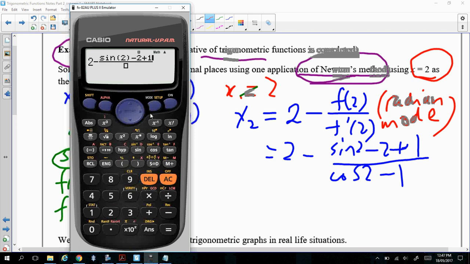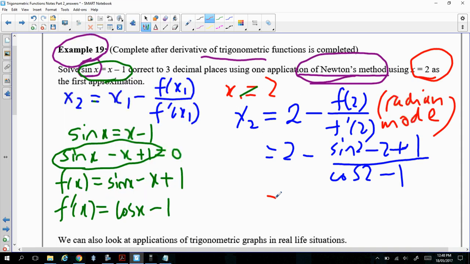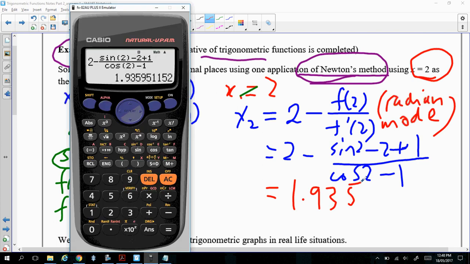To 3 decimal places, no, 1.936, approximately. Compared to our result earlier, is that good? What did we get last time using the graphical method? Yeah, 1.9, but it took us a lot of trial and error, whereas Newton's method is very, very fast.